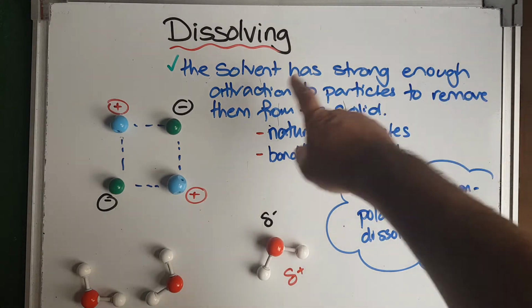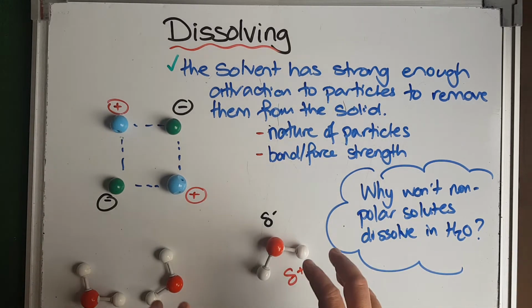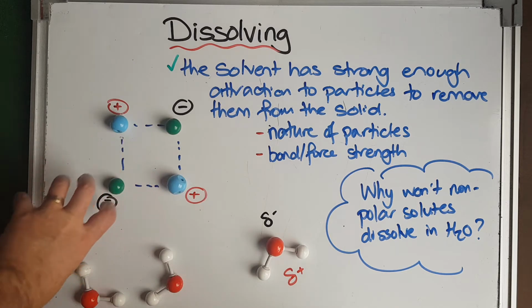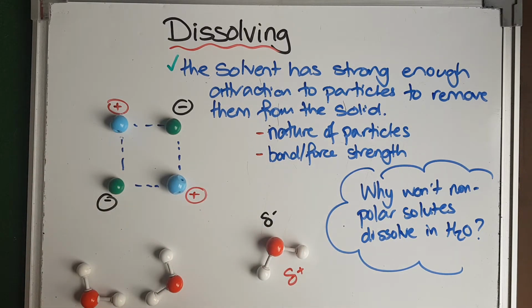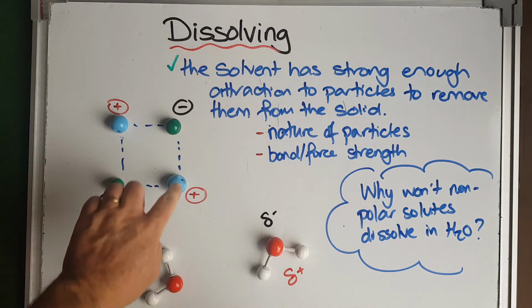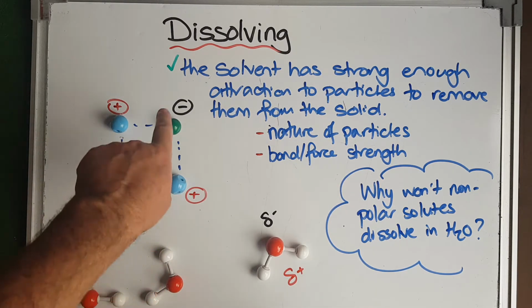Basically, this little phrase here, I'm sorry, it's a bit wordy, but it's the best I could come up with in a hurry, is talking about the relationship between the solvent and the solute. So the solvent has to have strong enough attraction to these particles at the edge of the solid to pull them out of that solid, out of the crystal. So it needs to break these bonds with the neighbouring particles.